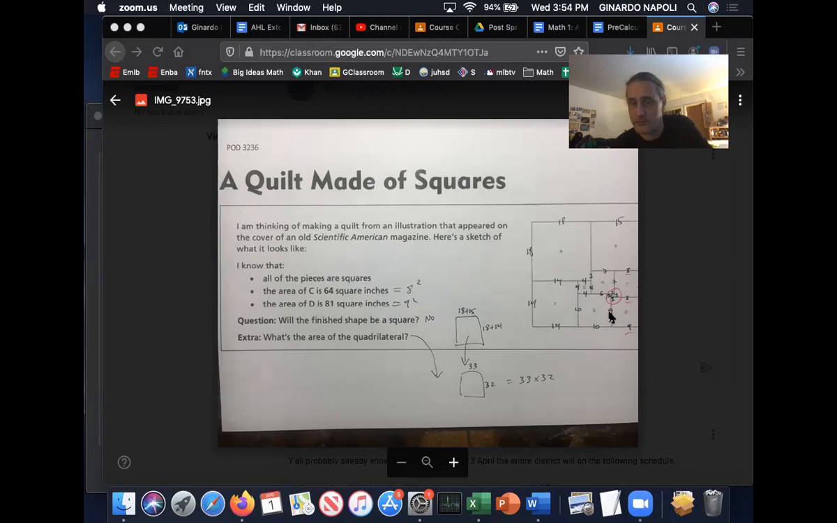That's 7, this is 1, so it's got to be 6. 6 plus 4 is 10, so this is 4. And that's 10, so 10 plus 4 is 14. And that's 4, so 4 plus 14 is 18. And bingo, 18, 15, 18, 14. It's not a square.